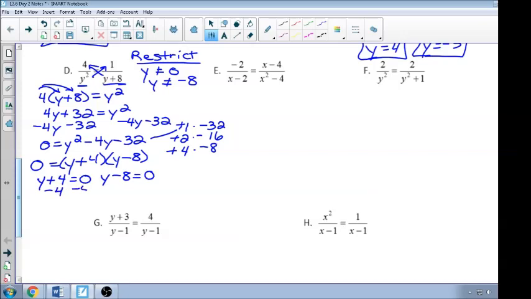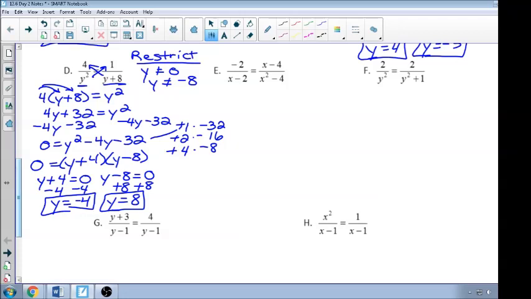Subtract 4 from both sides. y equals negative 4. Add 8 to both sides. y equals 8. Now my restriction says that negative 8 is a restriction. So positive 8 is actually still good. Negative 4 is actually still good. I'm all right there. All right. On to E.